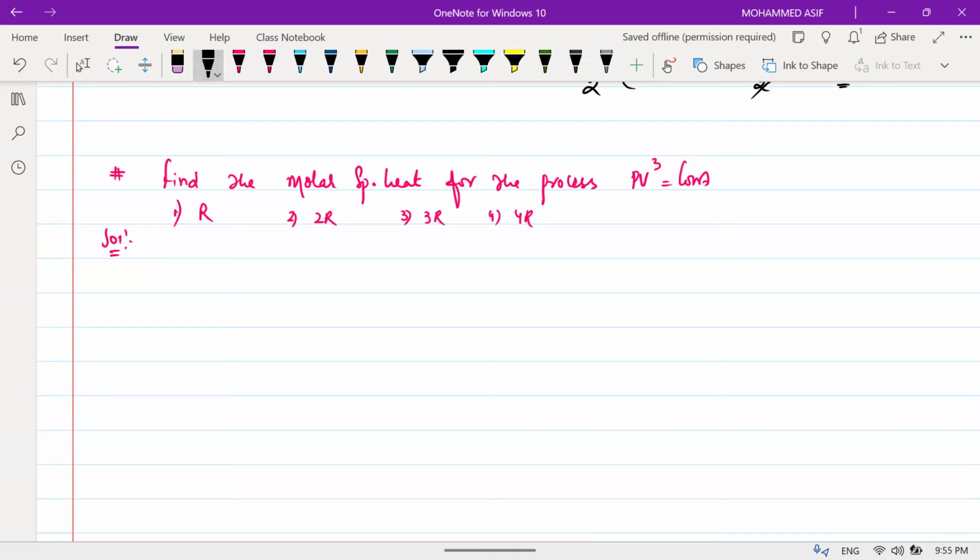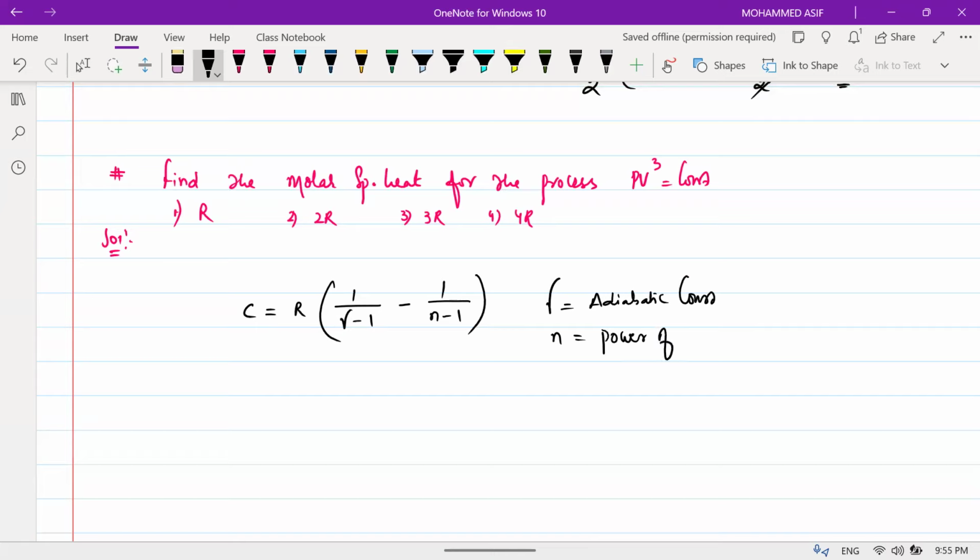PV to the power of 3 is constant. Molar specific heat पूछ रहा. So in this condition, P and V का relation दे रखा है बेटा. तो directly you can use one shortcut formula. C is equals to R into 1 divided by gamma minus 1, that is right now for me adiabatic constant जो भी रहता ना, that one, minus 1 by N minus 1. N is nothing but power of volume. Okay. Am I clear? Gamma is equals to adiabatic constant. N is equals to power of volume.